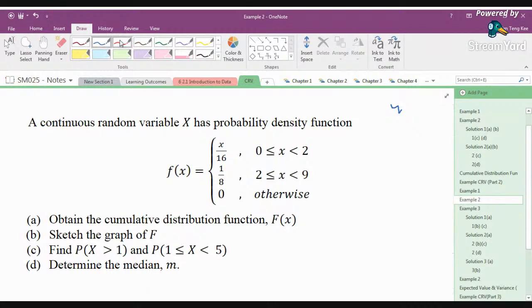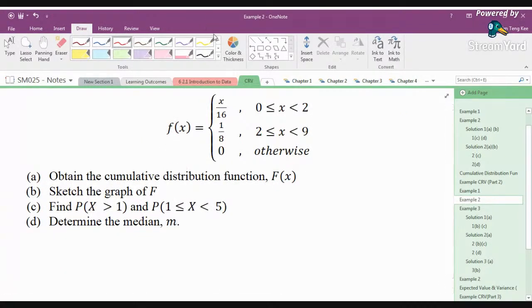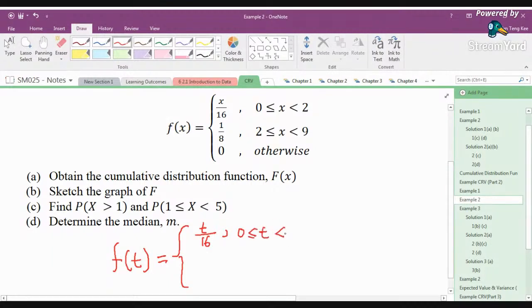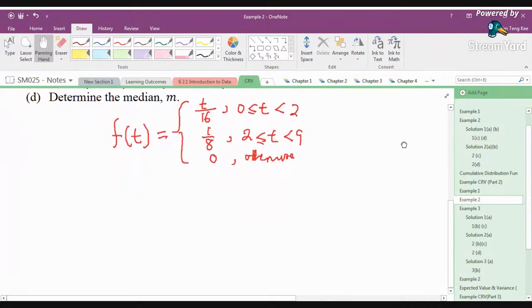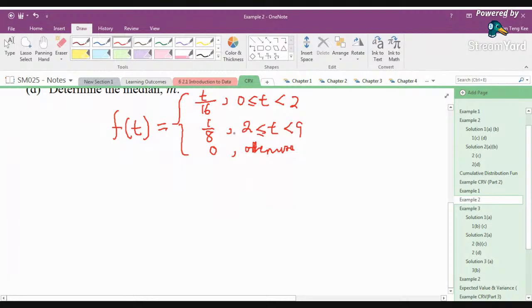In order to get this question done, first of all, I would like to advise you that as a beginner, when you want to find the cumulative function, I suggest that you turn the whole function, all the x terms, into terms of t. So I have t over 16 for 0 less than or equal to t less than 2, 1 over 8 for 2 less than or equal to t less than 9, and 0 otherwise. The 1 over 8 and 0 don't have any changes because they are constant functions. This is not a compulsory step. If you can keep this in your mind, then it's all right not to write it down.